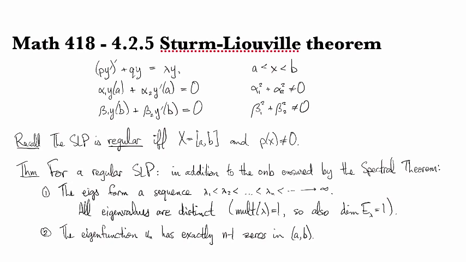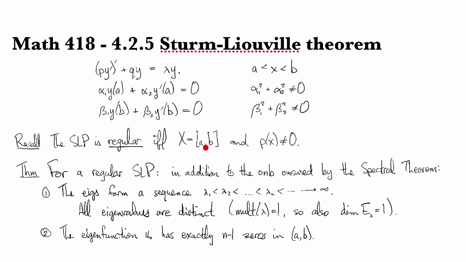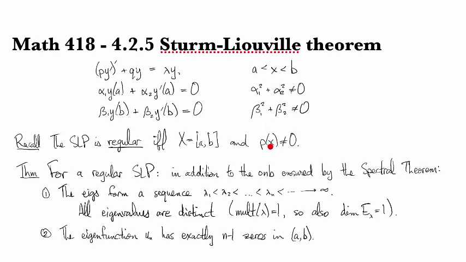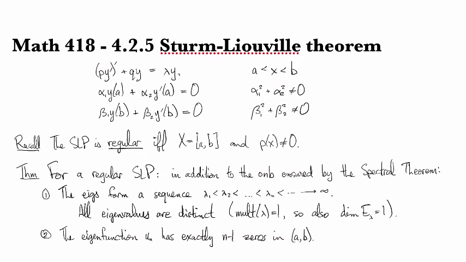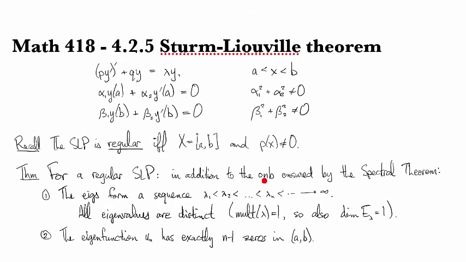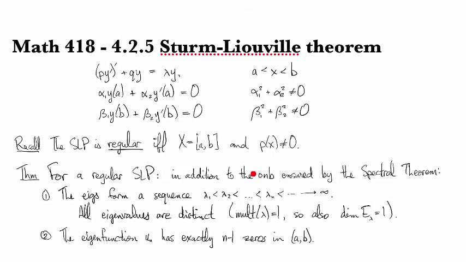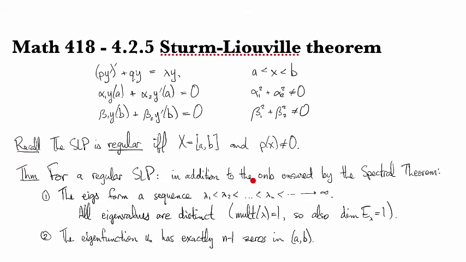And also remember that the Sturm-Liouville problem is defined to be regular if and only if the interval is finite, so A and B are finite numbers, and also that P is non-vanishing on X. Okay, so we just talked about the spectral theorem and saw that the self-adjointness of the Sturm-Liouville operator is going to guarantee for us an orthonormal basis because of the spectral theorem.